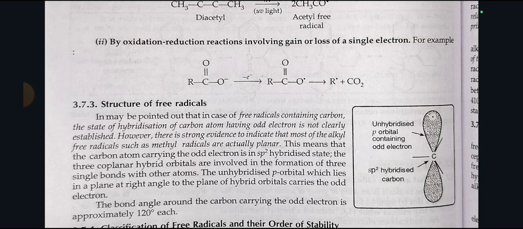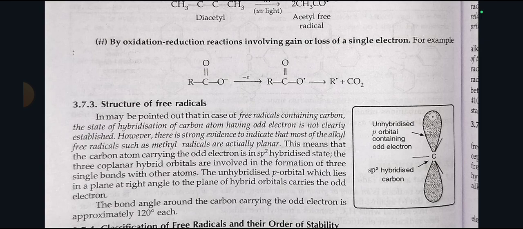3.7.3 Structure of free radicals. It may be pointed out that in the case of free radicals containing carbon, the state of hybridization of the carbon atom having the odd electron is not clearly established. However, there is strong evidence to indicate that most of the alkyl free radicals, such as methyl radicals, are actually planar. This means that the carbon atom carrying the odd electron is in the sp2 hybridized state.